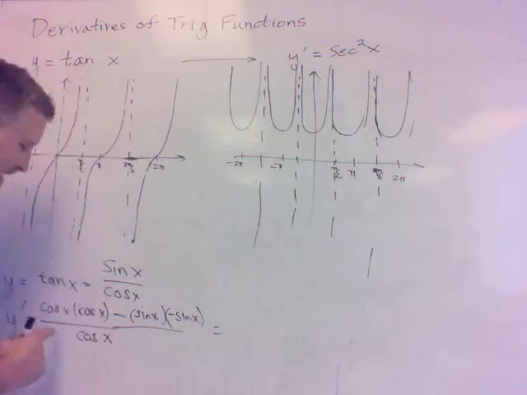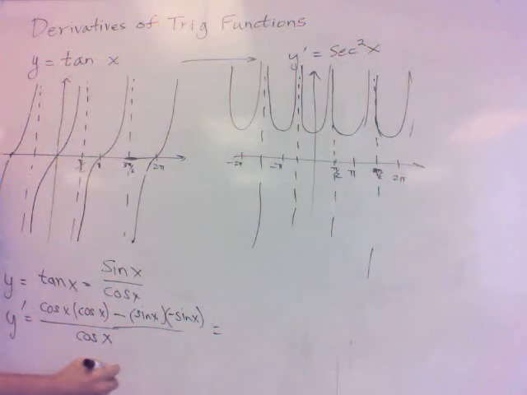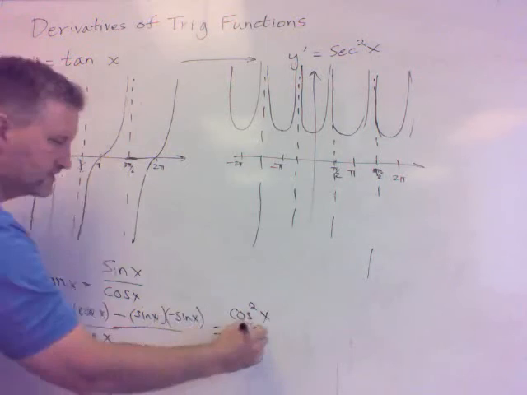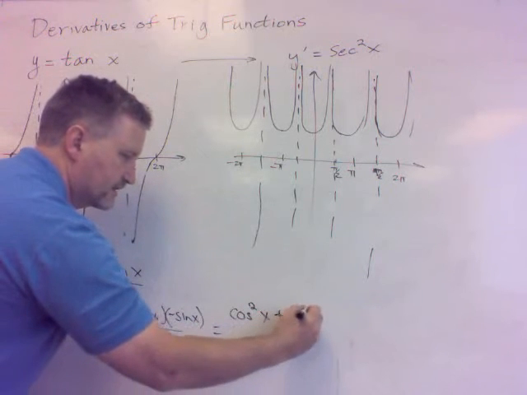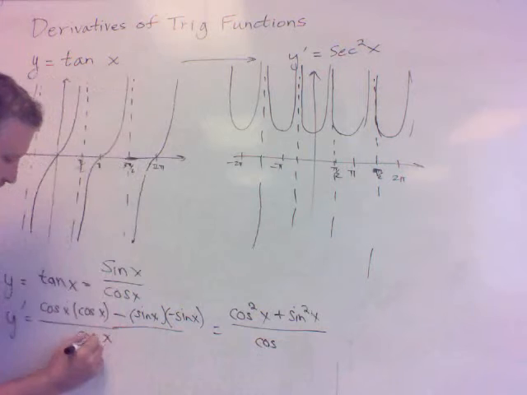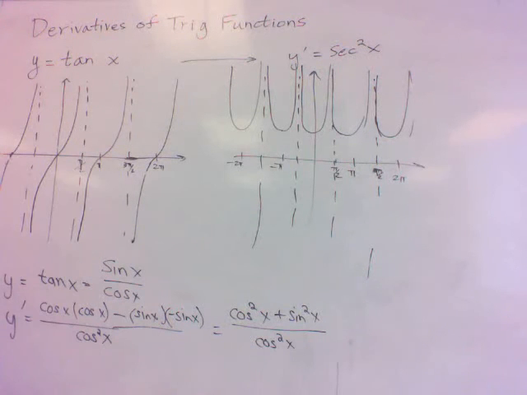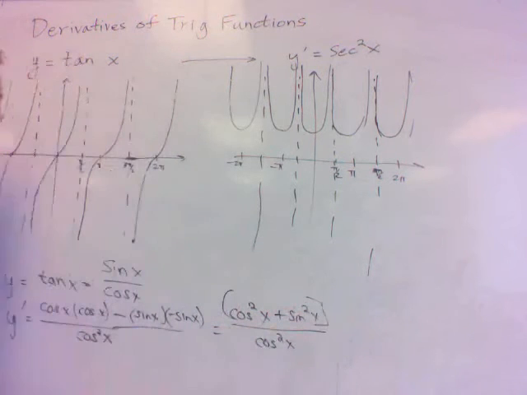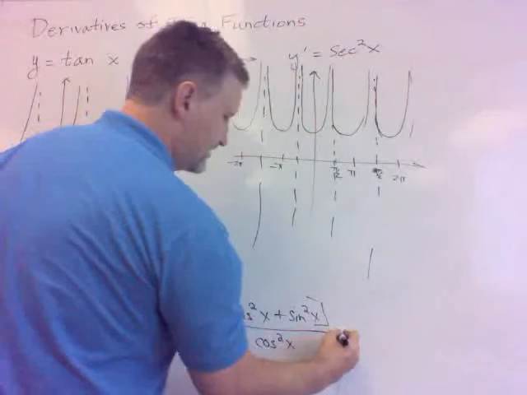Well, look at that. Cosine of x times cosine of x is cosine squared of x. Minus sine times minus sine is positive sine squared x, over cosine squared of x, low squared. Well, what do you know about this? Cosine squared plus sine squared is always 1.